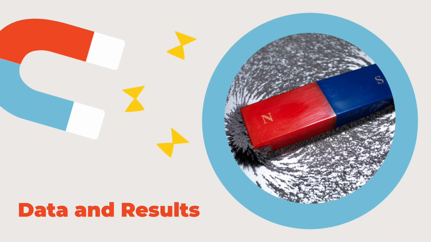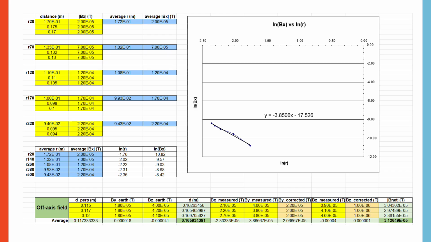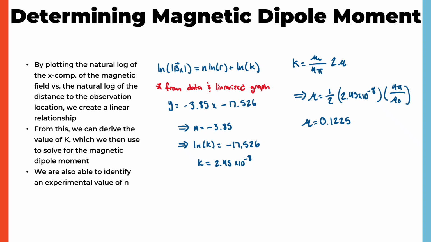So the data results are shown here, and as you can see, through determining the on-axis magnetic field, I created this graph which shows a linearized relationship between the natural log of the x component of the magnetic field versus the natural log of the distance. And so using that, we can determine the magnetic dipole moment.